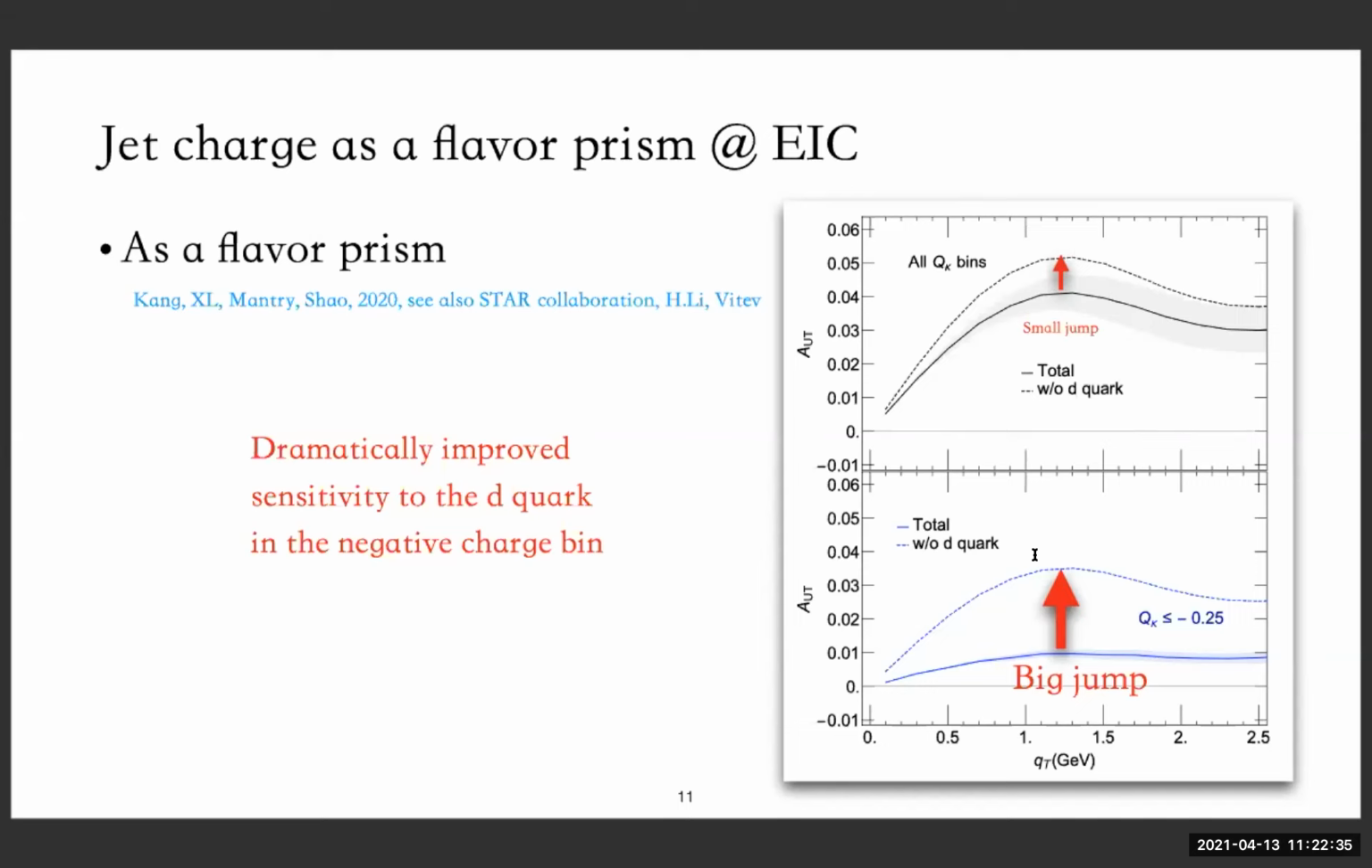The story dramatically changes if we look at the negative charge bin, where a huge jump in the spin asymmetry is observed when we remove the D quark contribution. So this implies that the sensitivity to the D quark is dramatically improved in the negative charge bin, and the jet charge does do its job in the flavor separation.